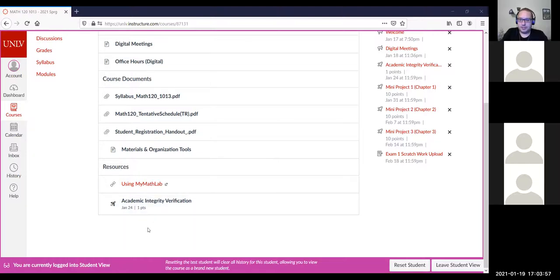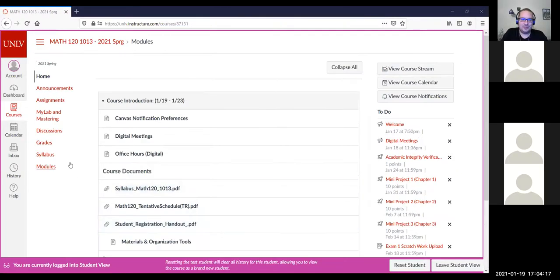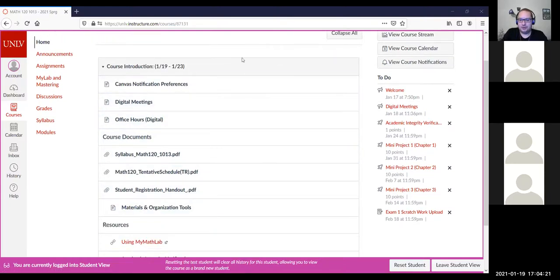The mini projects will be here on the modules, so I'll point those out as we go along. Kind of like this academic integrity quiz, which is our mini project for this week. They will be on Web Campus, but everything else should be through either Pearson or directly here on Web Campus. Perfect. Okay, excellent.